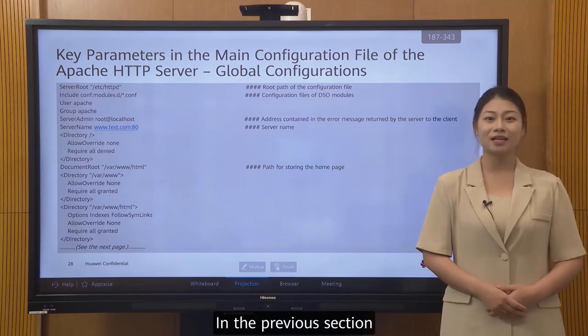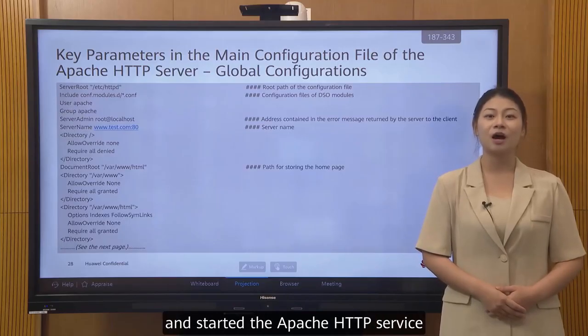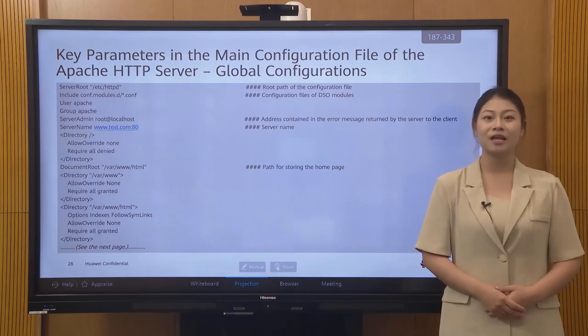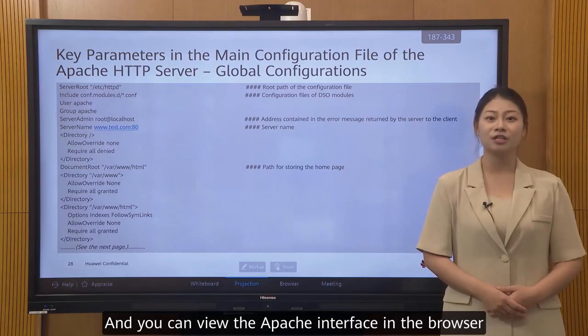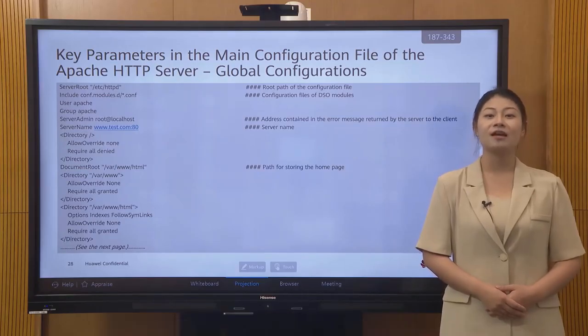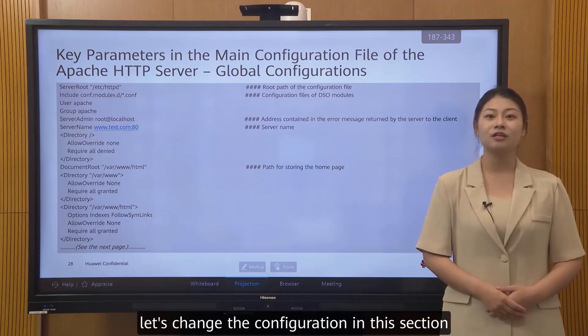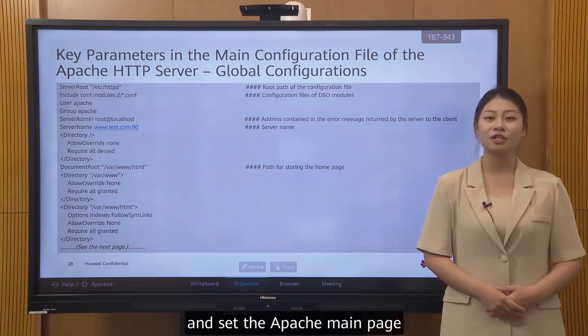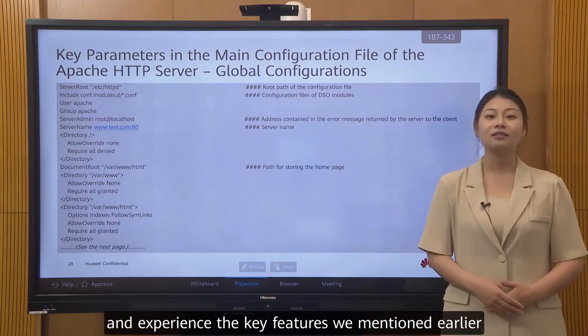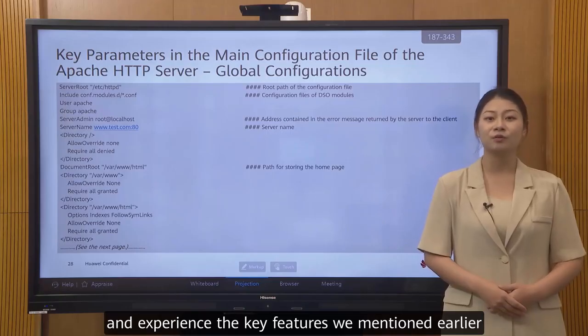In the previous section, we have successfully installed and started the Apache HTTP service, and you can view the Apache interface in the browser. After you are familiar with the configuration file, let's change the configurations in this section, set the Apache main page, and experience the key features we mentioned earlier.